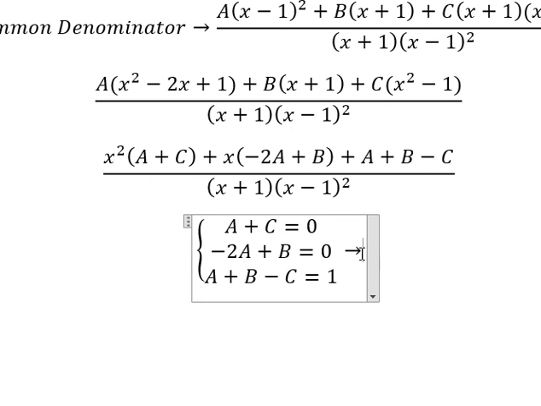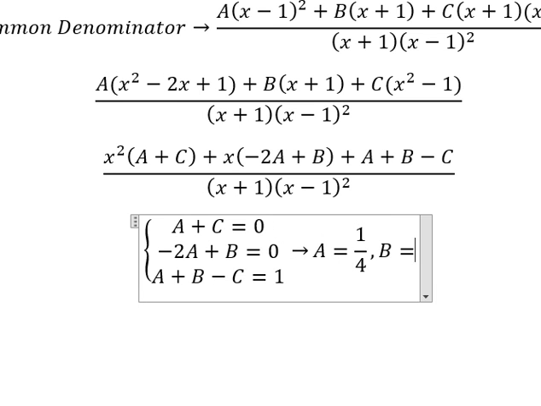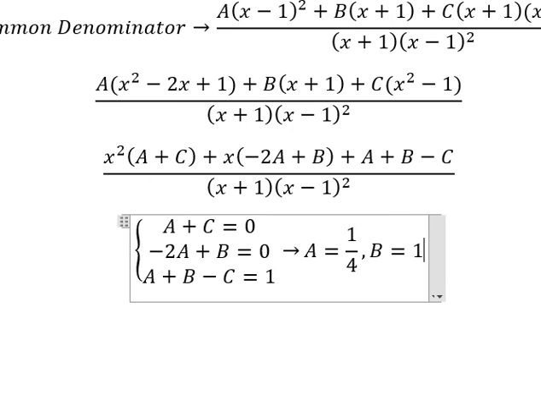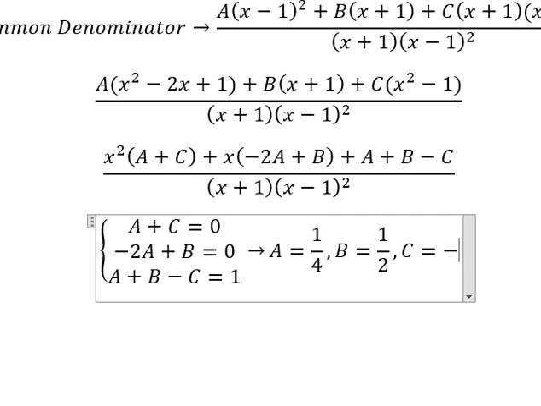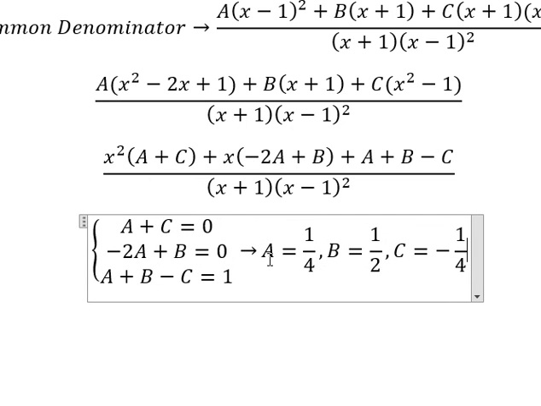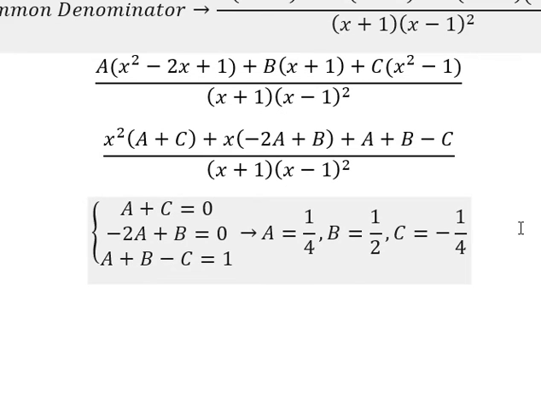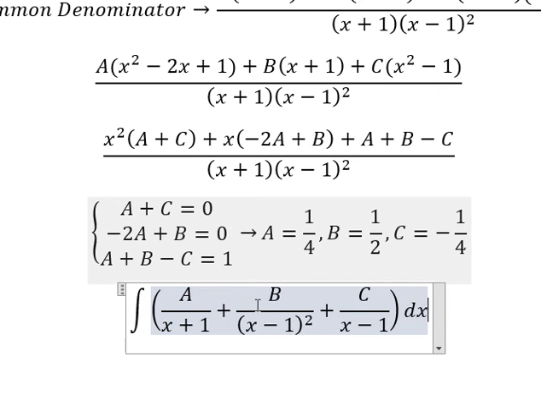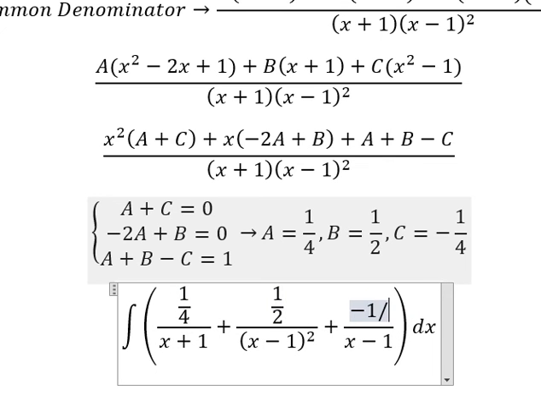So A equals 1 over 4, B equals 1 over 2, C equals negative 1 over 4. And now I will put A, B, C back in here. So A equals 1 over 4, B equals 1 over 2, C equals negative 1 over 4.